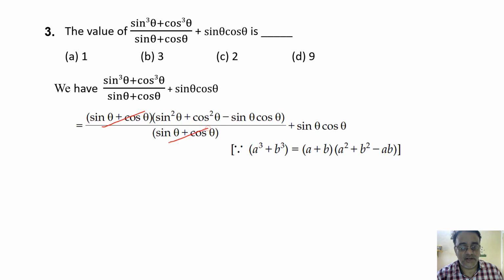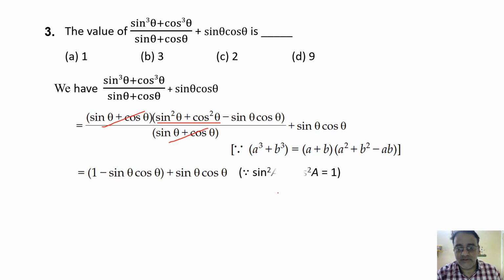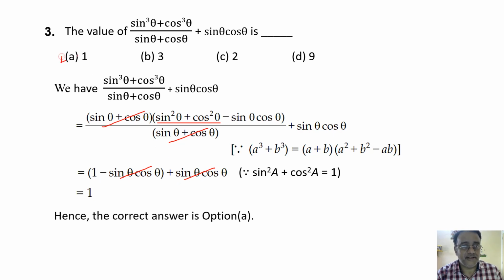Sin theta plus cos theta. This will cancel completely. And what is the value of sin square theta plus cos square theta? 1. Right. So we are going to replace this also by 1. Because sin square a plus cos square a is equal to 1. Is something cancelling here as well? Sin theta cos theta. Right, sin theta cos theta. So finally we are going to get 1. So what is the correct option? Option A. Option A, right. So this is the third question. Now we are moving toward question number 4.